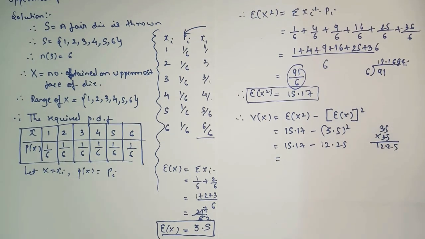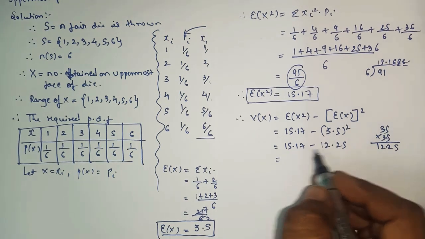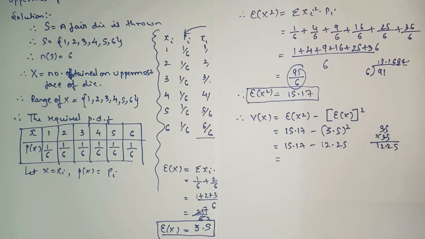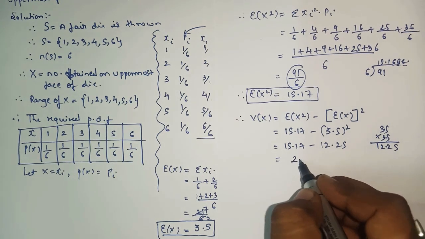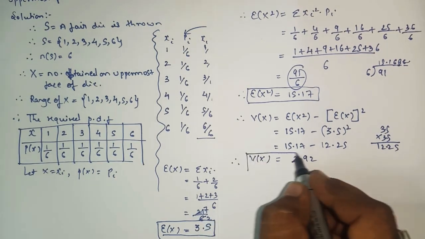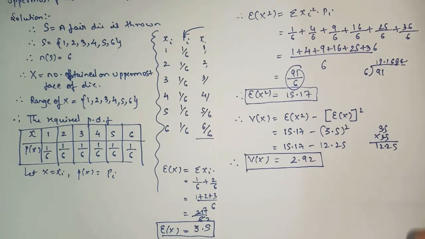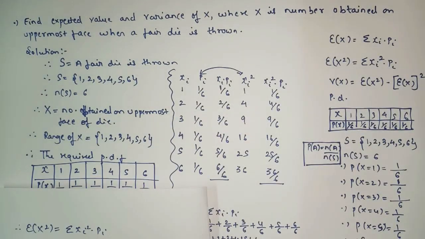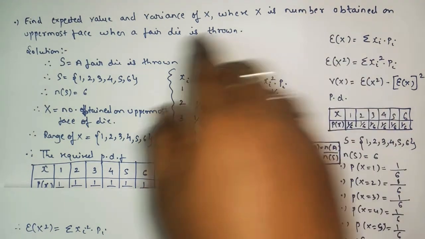So now the final step will be what? You have to subtract these two numbers to get the final answer. So 15.17 minus 12.25 is 2.92. Okay, so here we got the final answer of the variance also. As we can clearly see in the question, it said that we have to find only the expected value and the variance of x, where x is the number obtained on the uppermost face.